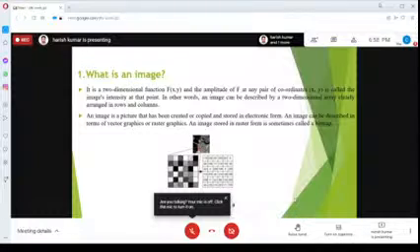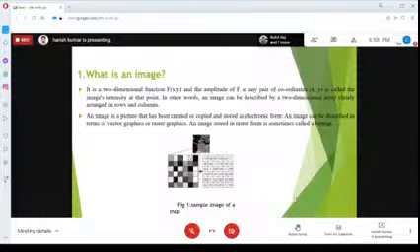An image can be described in terms of vector graphics or raster graphics. An image stored in raster form is sometimes called a bitmap. When we observe this diagram, it is a sample image of a Google map. This image consists of lots of pixels. When we zoom in, we can observe these pixels, where we see white, pure black, and some mixed gray colors. These colors we can observe when we zoom in on this image.